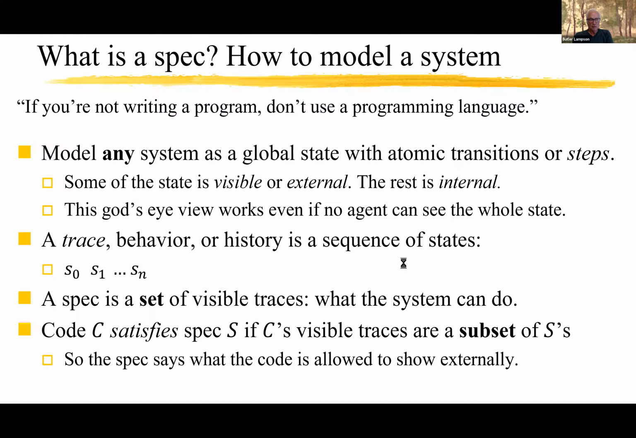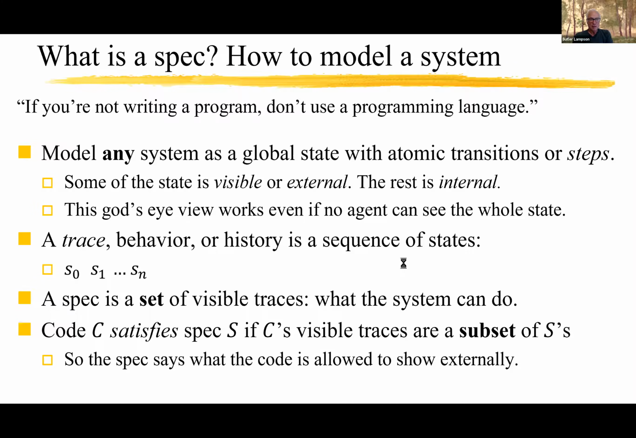Okay, now for a little bit more in the way of concrete details. As the system runs, it goes through a sequence of states, and we call that sequence of states a trace, or sometimes also a behavior or a history. So you start out in state S0, then you go to state S1, then to S2, and so on and so forth. And a spec is nothing more than a set of visible traces, and that set of traces is the behaviors that the system is allowed to display.